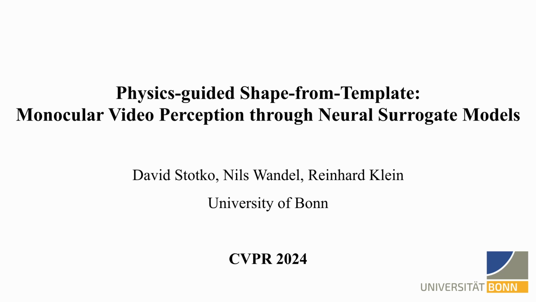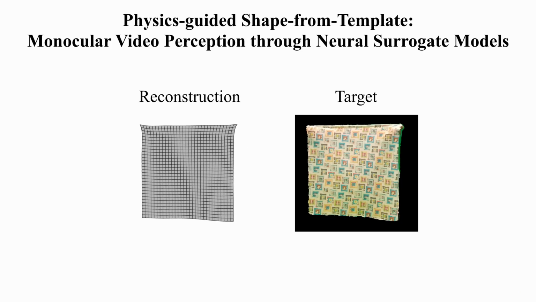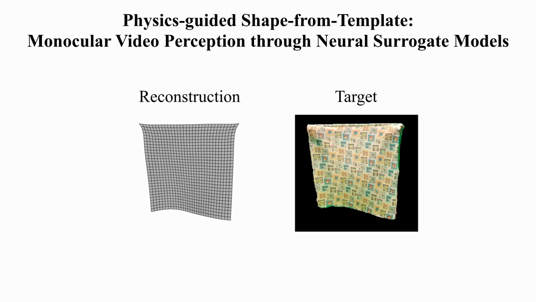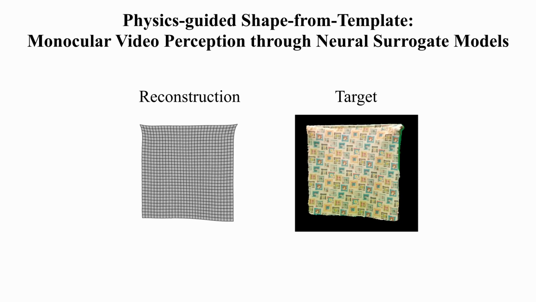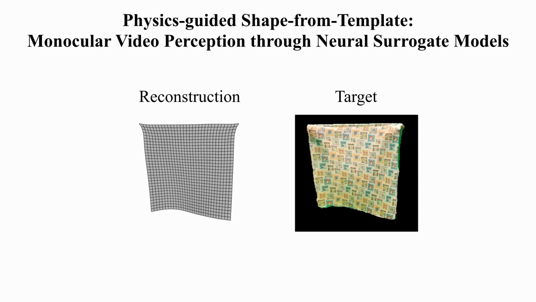We present Physics-Guided Shape from Template, an algorithm for reconstructing the 3D geometry of dynamic cloth motion from a monocular video sequence. We use a pre-trained physics-informed neural network to realistically simulate a given cloth template forward in time to match every frame of the target video.